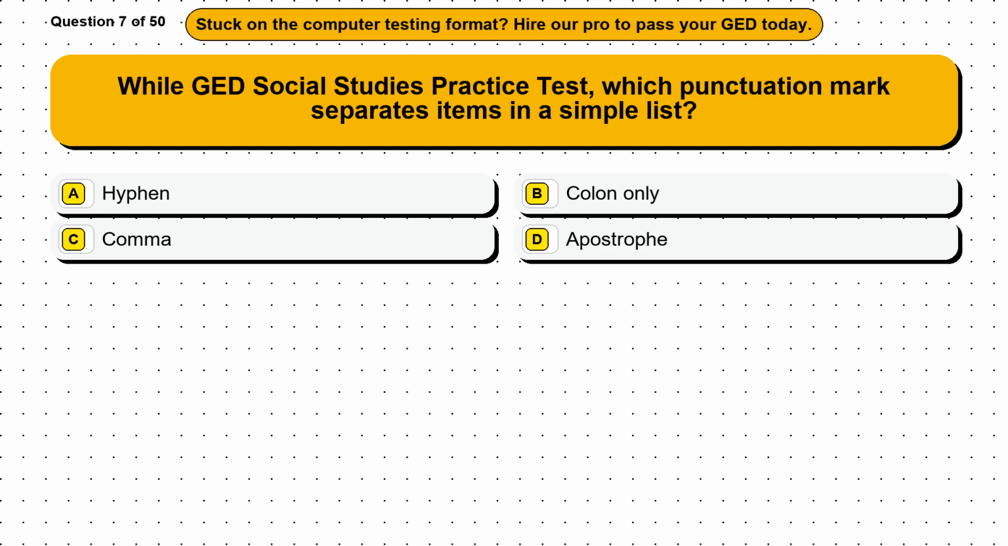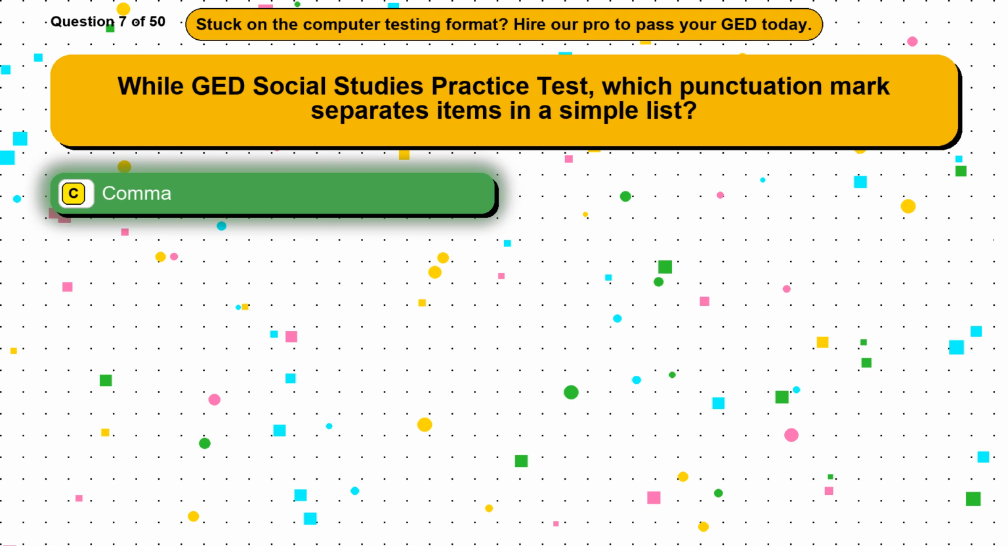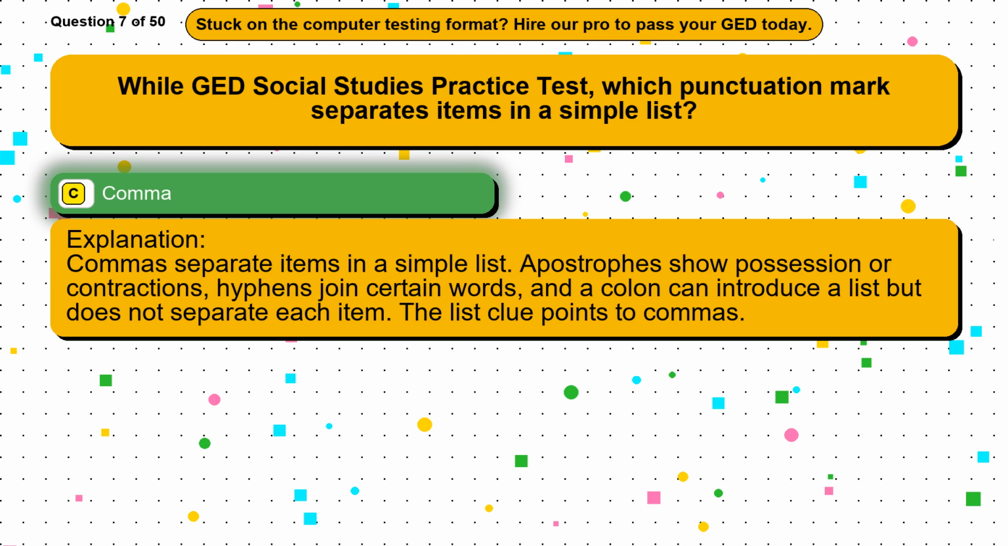Question 7. While GED Social Studies Practice Test, which punctuation mark separates items in a simple list? Option A, hyphen. Option B, colon only. Option C, comma. Option D, apostrophe. The correct answer is option C, comma. Commas separate items in a simple list. Apostrophes show possession or contractions, hyphens join certain words, and a colon can introduce a list but does not separate each item. The list clue points to commas.